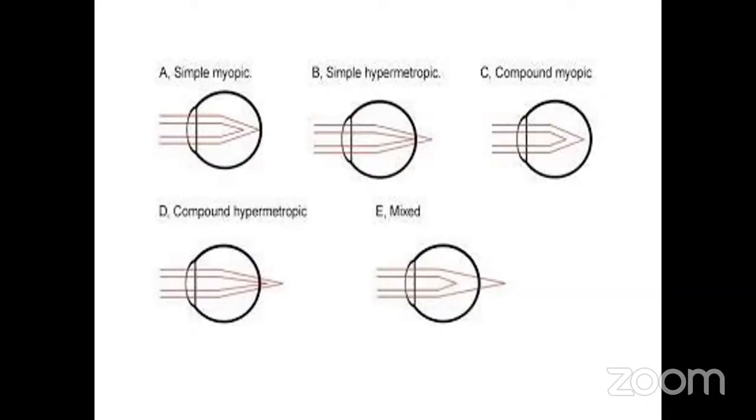And any types of regular astigmatism? So what do you mean by regular astigmatism? The regular astigmatism is when there are two meridians which are perpendicular to each other. One is in the vertical meridian, the other is in the horizontal meridian.